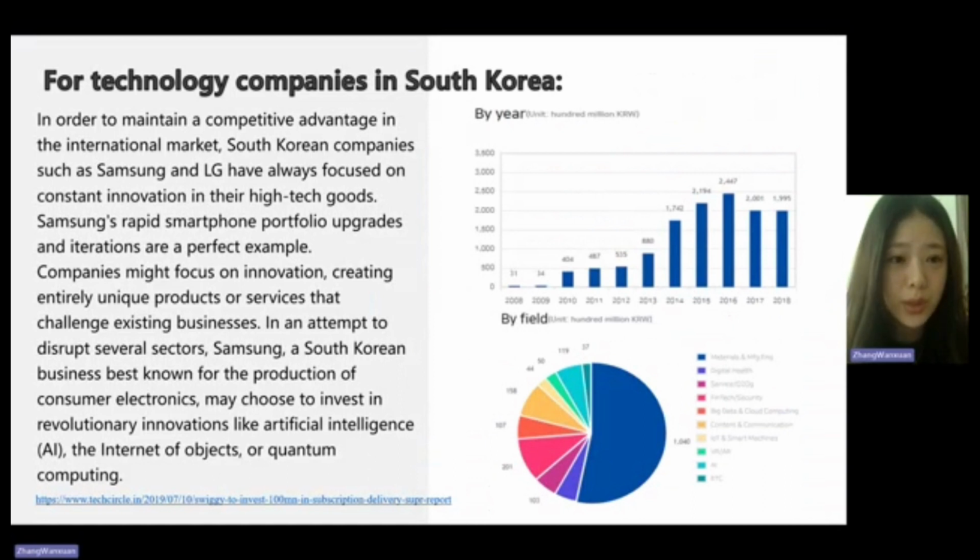For technology companies in South Korea, in order to maintain a competitive advantage in the international market, South Korean companies such as Samsung and LG have always focused on constant innovation in their high-tech goods. Samsung's rapid smartphone portfolio upgrades and iteration are a perfect example. Companies may focus on innovation, creating entirely unique products or services that challenge existing business. In an attempt to disrupt several sectors, Samsung, a South Korean business best known for production of consumer electronics, may choose to invest in revolutionary innovations like artificial intelligence, the Internet of Things, or quantum computing.